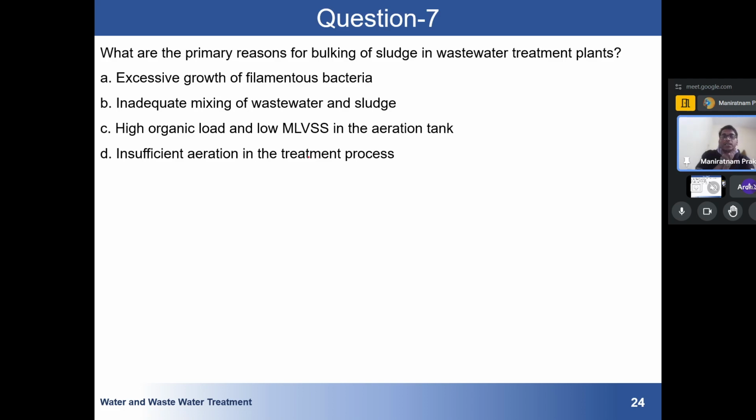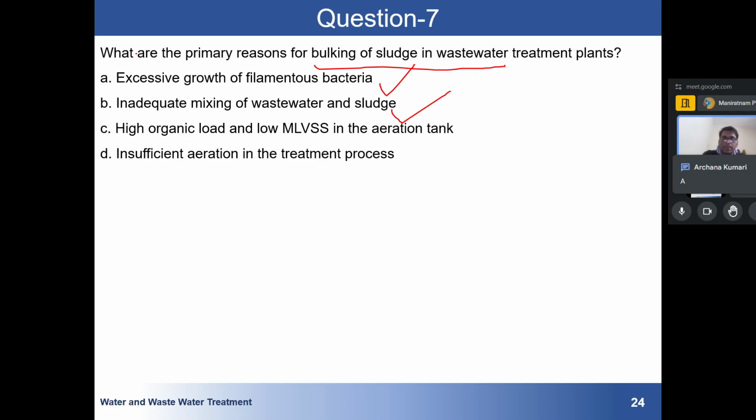seventh question, which is again related to the bulking of the sludge. Okay, so this lecture was completely related to biological treatment. That's why we are discussing this bulking of sludge in wastewater. There are four options: excessive growth of filamentous bacteria, inadequate mixing of wastewater and sludge, high organic load.